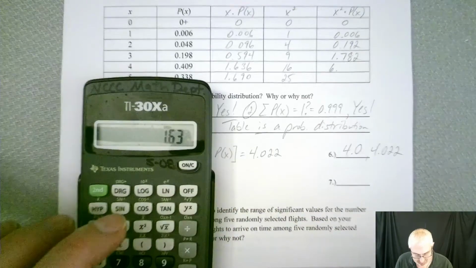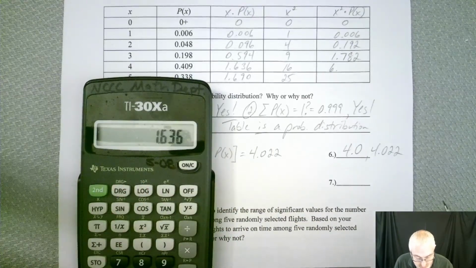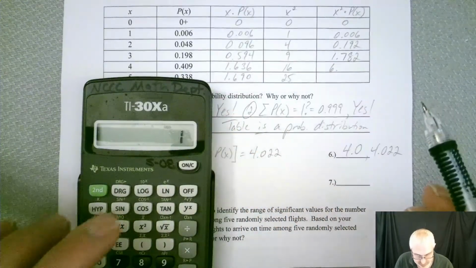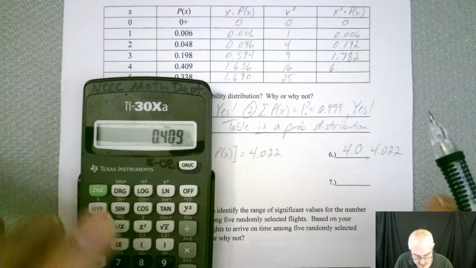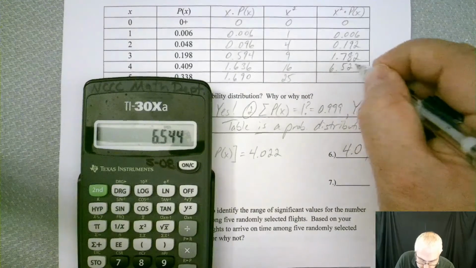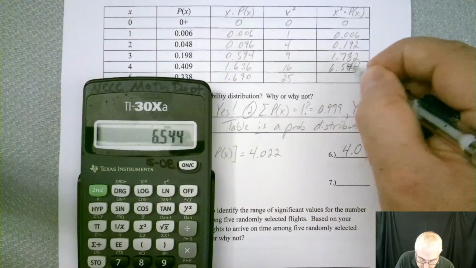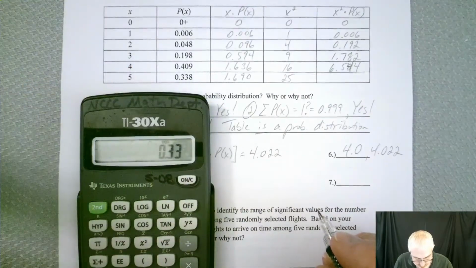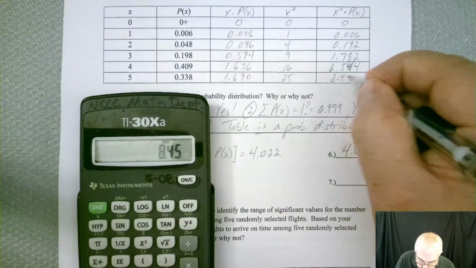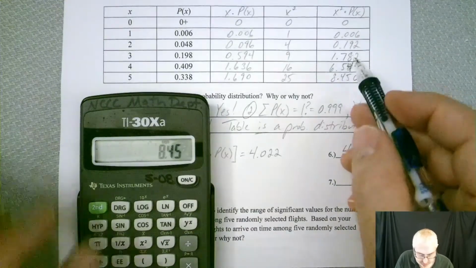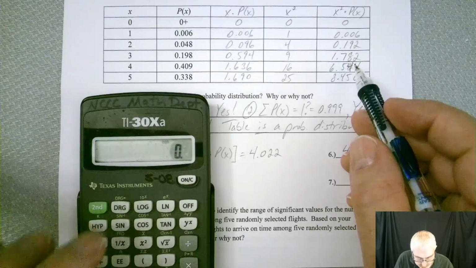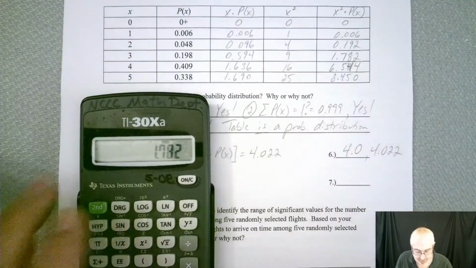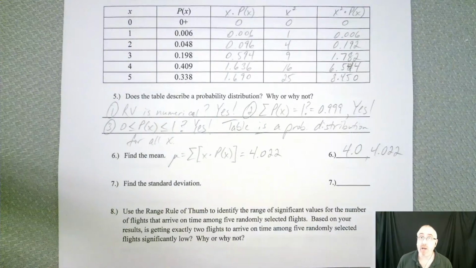Whoops, make sure I grab the right ones. So I need this column and this column. So 16 times 0.409 equals 6.544. All right. And 25 times 0.338 is 8.450. Now let me just double check that one just to make sure. 9 times 0.198 equals, okay, so I was good on that one. All right, so now we got our table filled in.